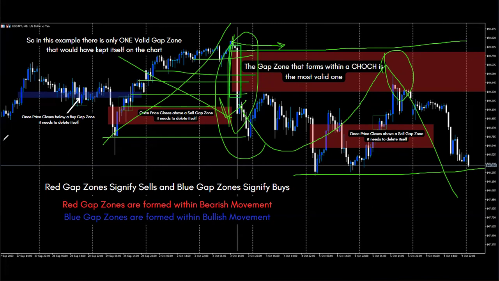Let me clear that and make it another color. There's a supply here, right? So we know that untouched supplies, because once this was formed, it did not get retested. There was no candle that came back up and retested it after it went down and created that supply. This is a supply that was created after the fact of this candle that went down, right? So we don't have a retest of this, and price always retests these zones.